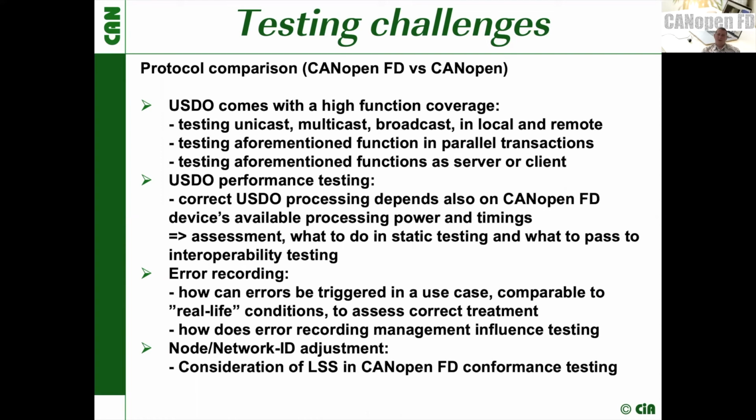Furthermore, we are also evaluating at the moment whether we should consider node ID adjustment and network ID adjustment in the testing. It would be a common means for adjusting node IDs, and it would ease device integration, on the one hand, if layer setting services would become obligatory. And if we consider this in the testing, this would also be a good thing and a big step forward, I think, in interoperability of devices in certain applications.